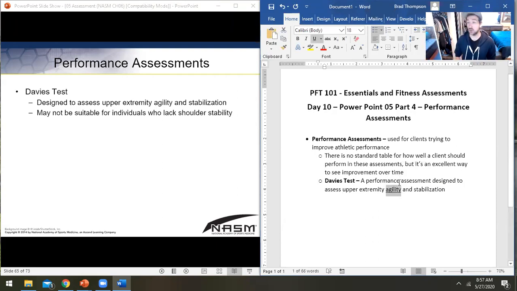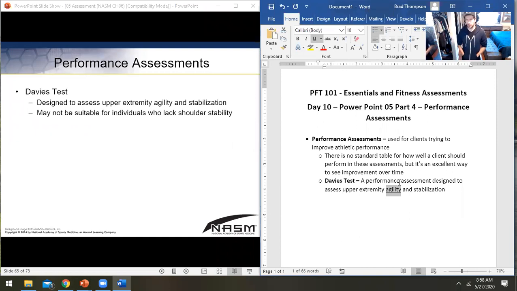Remember, if you go back to our program design classes, you'll remember that you've got speed, agility, and quickness. Agility is how well you change directions, right? So the Davies test is a really good example of that directional change. Basically, you're going to get into a push-up position with your hands marked 36 inches apart. So you'll have two marks on the floor, 36 inches apart.